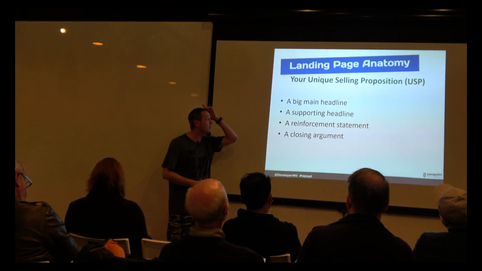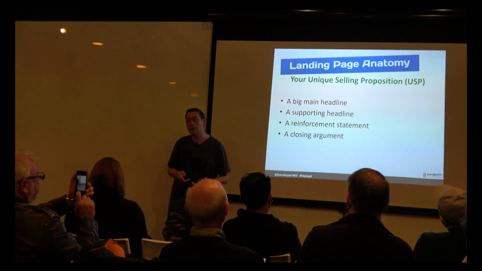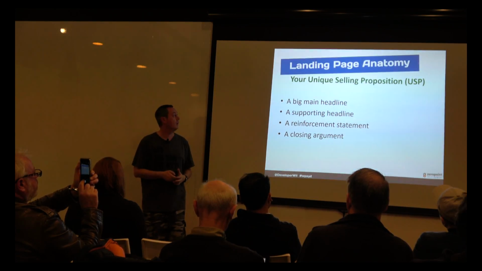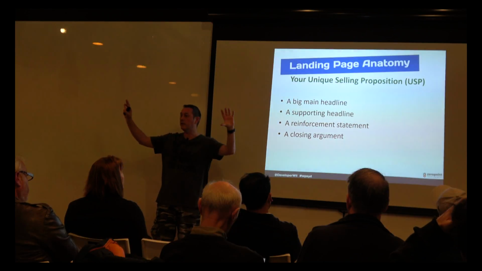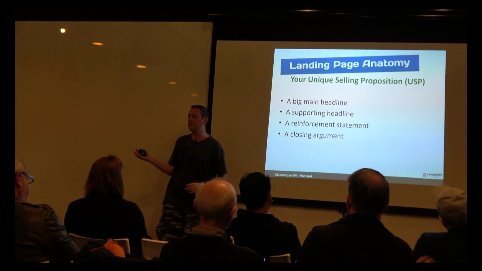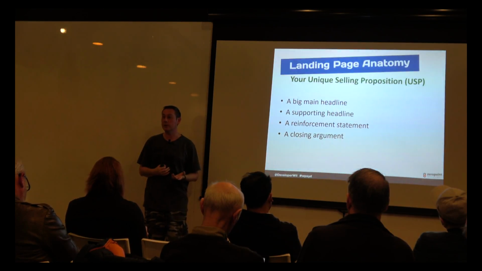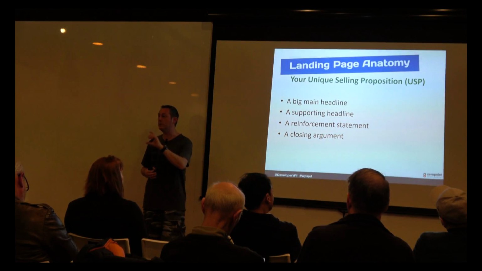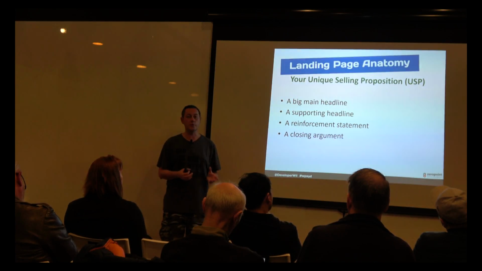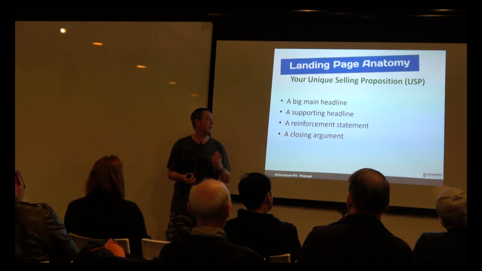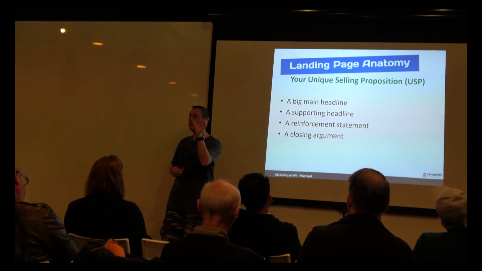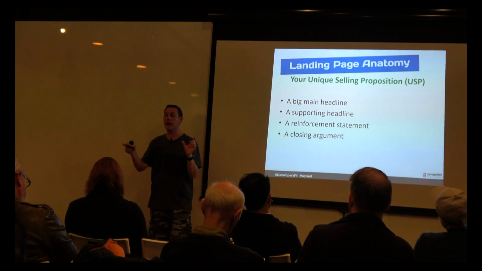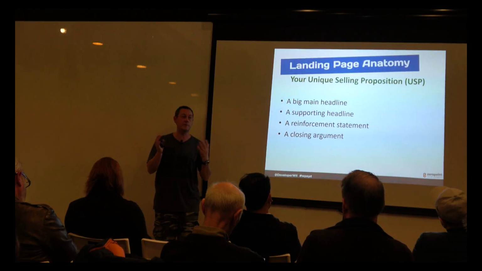So let's have a look at these ones. So unique selling proposition, or USP, you want to have a big main headline. When you're doing your ad campaign, it could be an email that goes out, or it could be a Facebook ad. What you want to make sure is when they come off that ad, when they hit that landing page, the first thing they see links with that advertising campaign. Okay, so it needs to gel between the two.